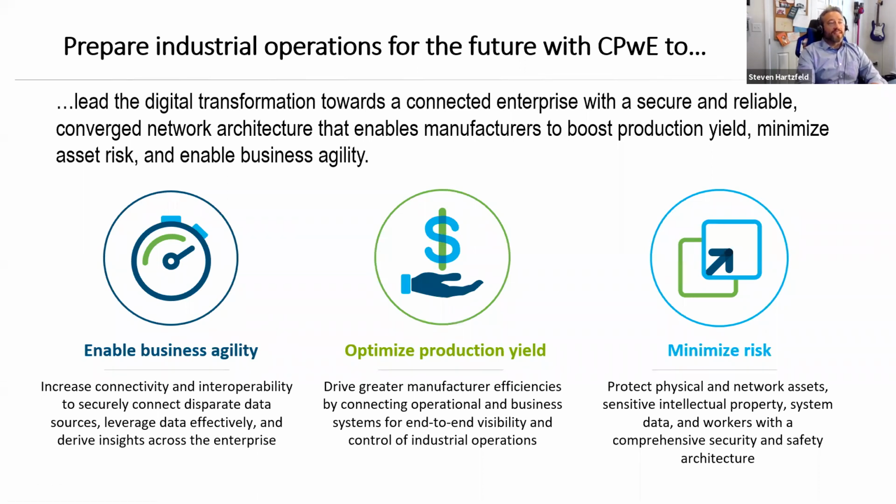So over the next few slides, I'm going to talk about something called CPwE, what it is and why it is important. But first, I think it's critical that we identify what we're trying to achieve with CPwE. And these are 3 big ones, right? We want to enable agility in your businesses by increasing connectivity and interoperability to securely connect disparate data sources, of which there are many, to leverage that data effectively, which is to say that we want to derive insights across the enterprise. We want to, of course, optimize production yield by connecting operational and business systems for complete end-to-end visibility and control of our operations.